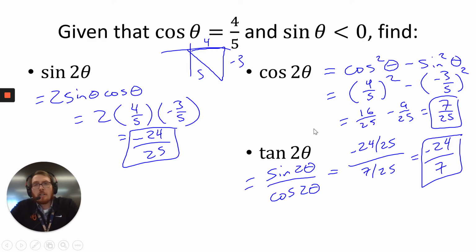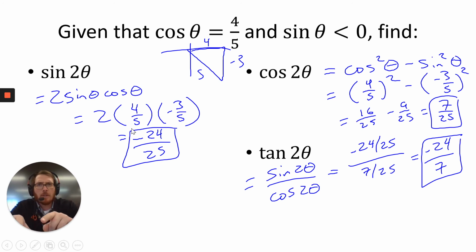Okay, the next scenario, cosine is 4 over 5 and sine is less than 0. That would put me in quadrant 4 because cosine's positive and sine is negative. Adjacent is 4, hypotenuse is 5, opposite would be negative 3. Now we're using the double angle formulas, so those are at the bottom of your page. Sine of 2 theta is 2 sine theta cosine theta. So I just find sine of theta, that's negative 3 over 5, and cosine is 4 over 5.